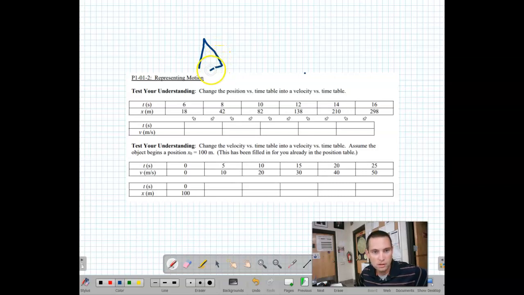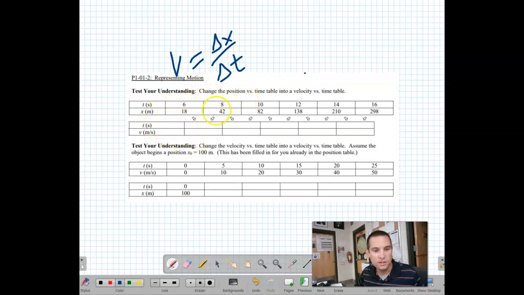Alright, so we're working on representing motion now, and we've been working on this one big equation. It is v equals delta x over delta t. So this is our displacement over our time interval. And we're going to continue that on here. We're filling in this chart, changing position versus time table to velocity versus time table.